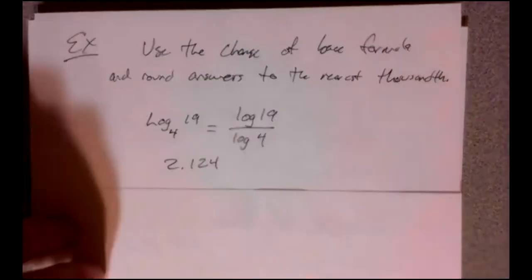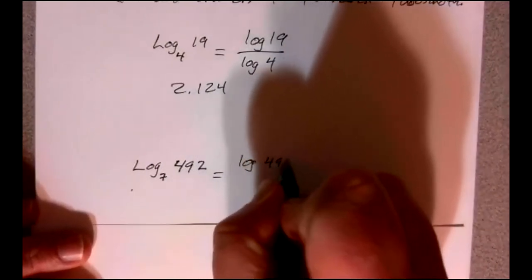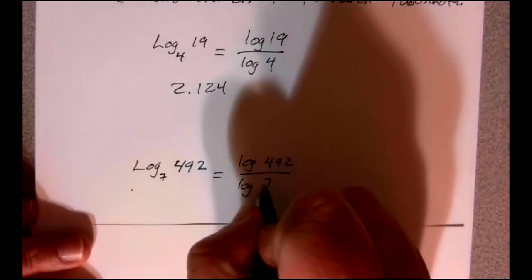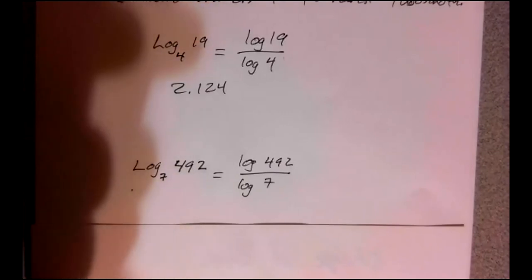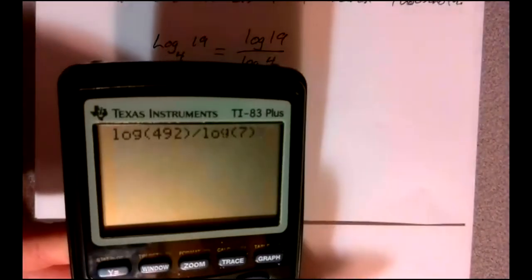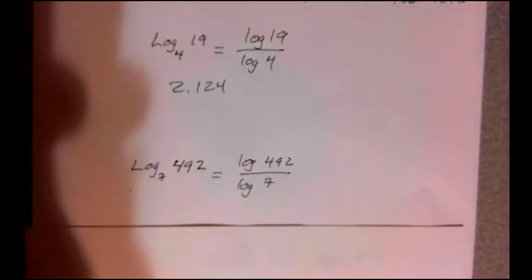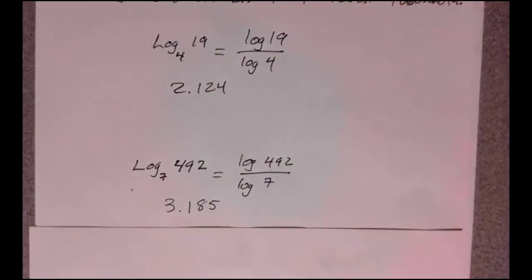All right, let's take a look at another one. Here we have the log base 7 of 492. All right, so I'm going to plug that in my calculator as log base 10 of 492 divided by log base 10 of 7. And that's what it's going to look like in my calculator. Okay, and then I hit enter, and it spits back 3.1853, so 3.185.